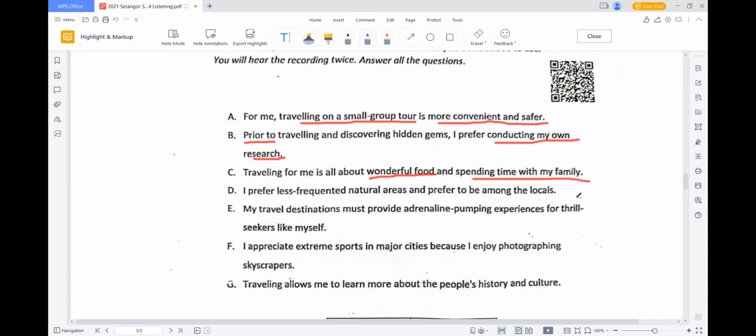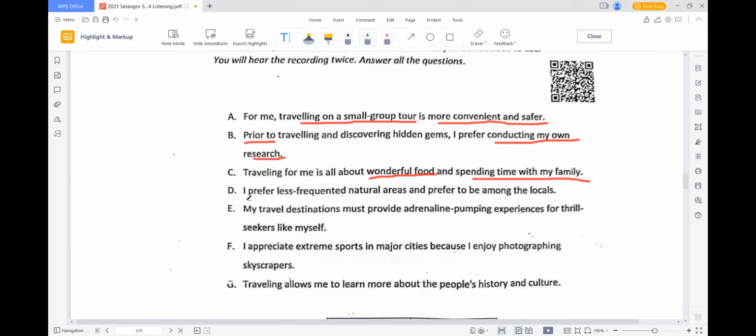I prefer less frequented natural areas and prefer to be among the locals. My travel destination must provide, teacher, how to pronounce this? Adrenaline pumping. Okay, provide adrenaline pumping experience for thrill seekers. Thrill seeker like myself.